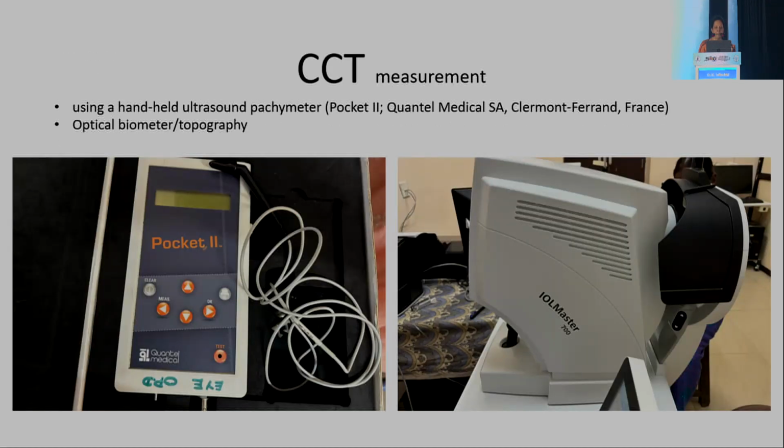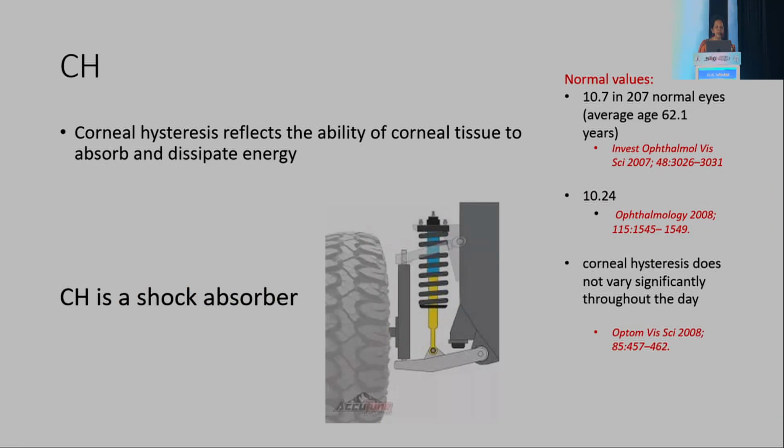CCT can be measured using a simple handheld ultrasound pachymeter, and there are also other equipments we have in the clinic, the optical biometer, the topographer, AIOS, which can measure the corneal thickness. Corneal hysteresis, what do we mean by corneal hysteresis? It actually reflects the ability of the corneal tissue to absorb and dissipate energy. So corneal hysteresis is akin to a shock absorber.